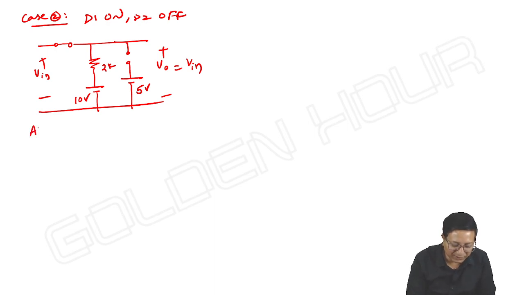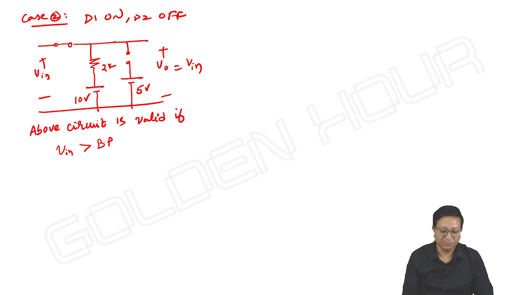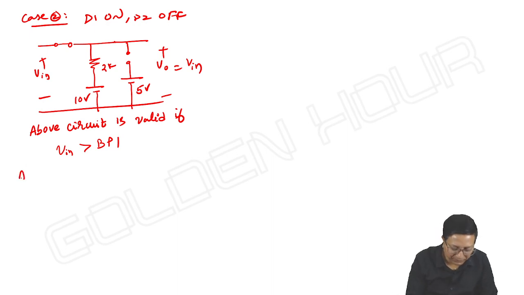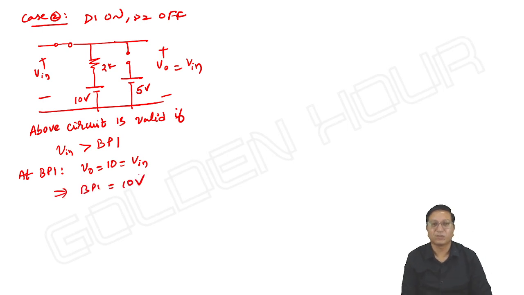Okay, this is valid if V input is greater than breakpoint. We have only one breakpoint, above and below. Breakpoint 1 we have, that's it. No more 2 breakpoints. At breakpoint, output is equal to 10 is equal to input. Implies our breakpoint 1 is 10 volts.